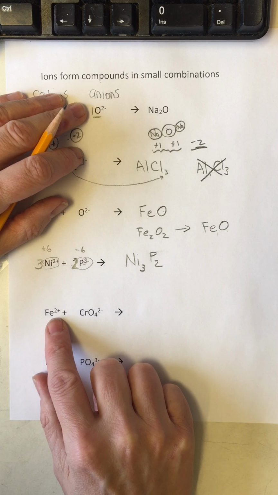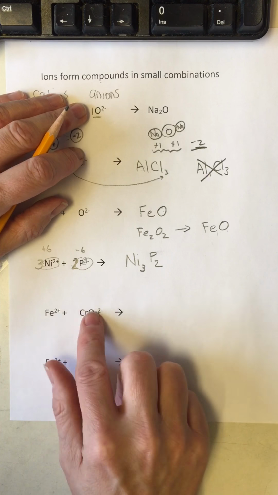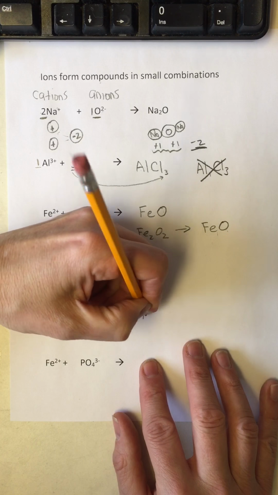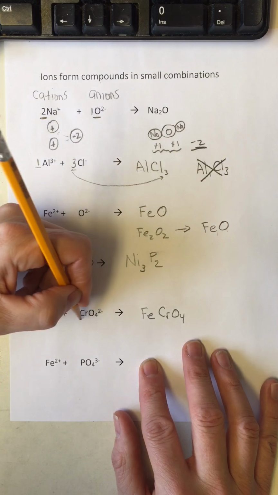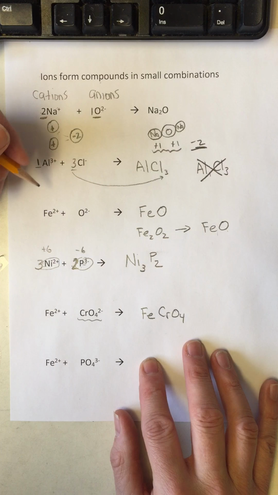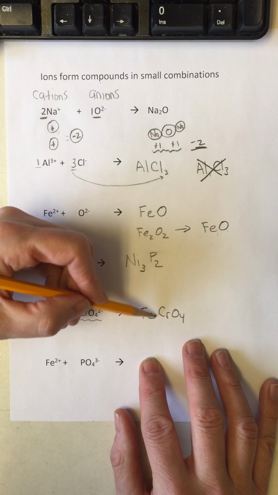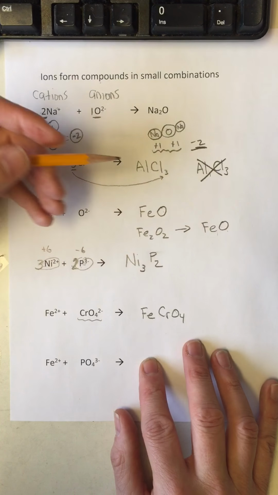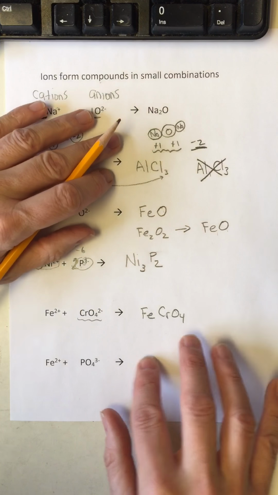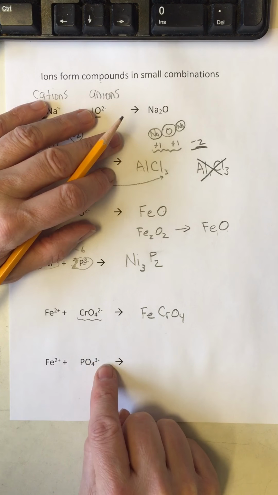Okay, let's try another one here. +2, -2. Oh, they're already balanced. So Fe, CrO4. Now notice this one's a little more complicated. This is a polyatomic ion. This is called the chromate ion. So if there's only one of them, we don't need to do anything special. Fe is the positive, CrO4 is the negative. Again, 1 to 1. But look what happens with a polyatomic ion if the charges don't match up so nicely.